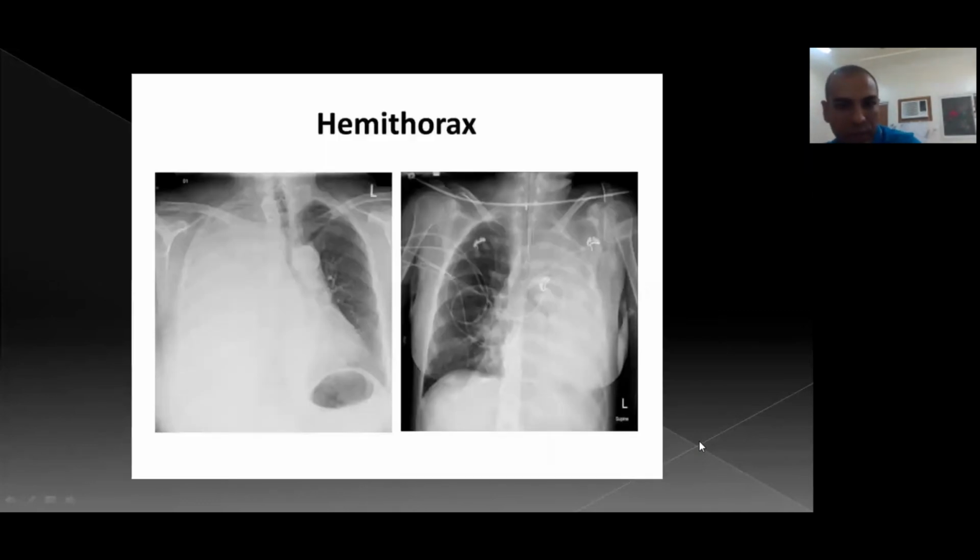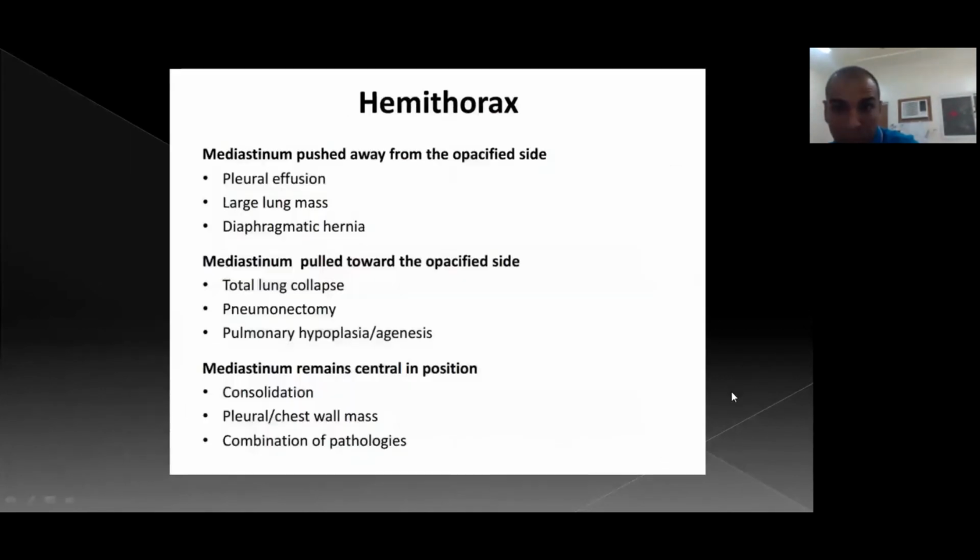Some special cases, I will go rapidly in this one. If you see hemithorax, like this one, right hemithorax, opaque hemithorax, right side or left side, we have a differential diagnosis. You can remind yourself: if the mediastinum is pushed away from the opaque side, maybe pleural effusion, large lung mass, or diaphragmatic hernia. If the mediastinum is pulled toward the opaque side, total lung collapse, pneumonectomy, or pulmonary hypoplasia or agenesis. If the mediastinum remains central in position, maybe consolidation, pleural, chest wall mass, or a combination of pathologies.